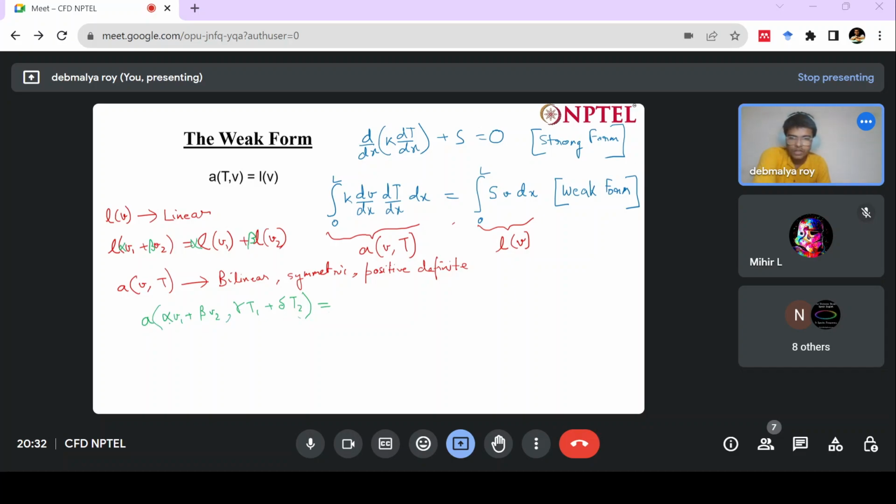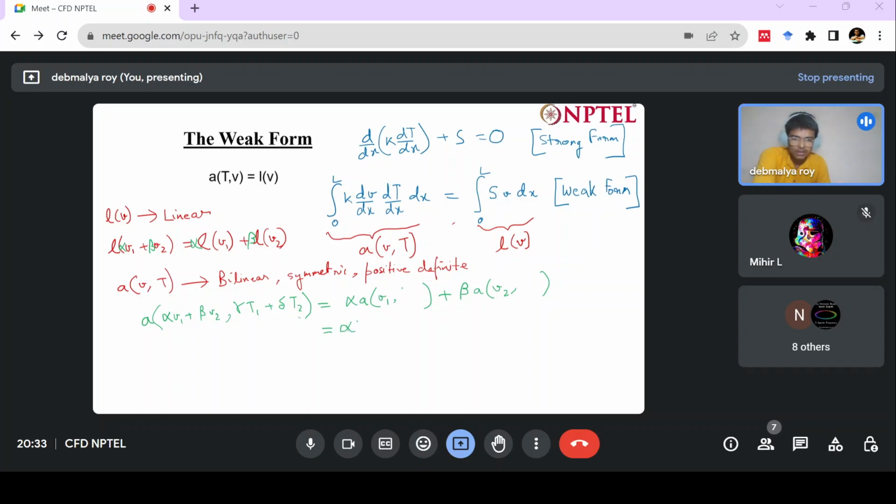So let me first break this v. So this will become alpha v1 comma, this portion is there, plus beta a v2 comma, again that portion is there. Okay, I can break this portion as well. So both the times it will be broken.